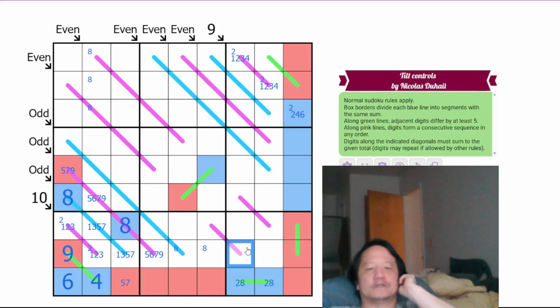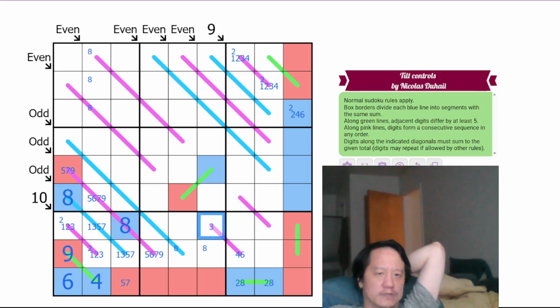So if this is even, it has to be 4 or 6, which means this would be 3, 5, 7 if it were odd. If this is odd, it could be 1, 3, 5, or 7, which could be next to 2, 4, or 6 there. So that doesn't help us very much either.